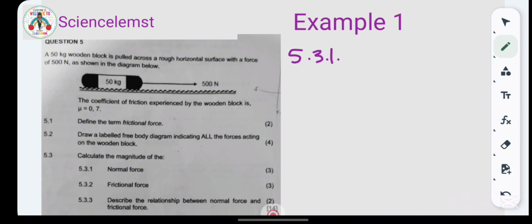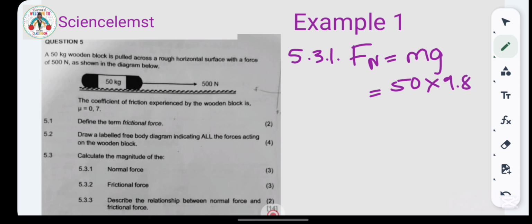5.3.1. Calculate the magnitude of the normal force. So the formula for normal force is Fn equals mg. How much is my mass? The mass is 50 multiplied by 9.8. Please, g is always 9.8. It never changes. So the final answer is going to be 490 Newton up. Remember, normal force is a vector quantity. It has magnitude and direction.